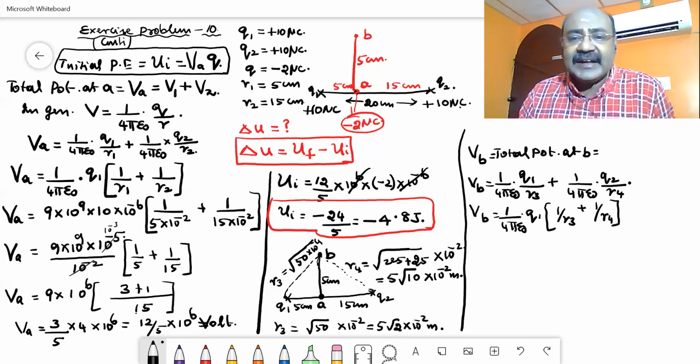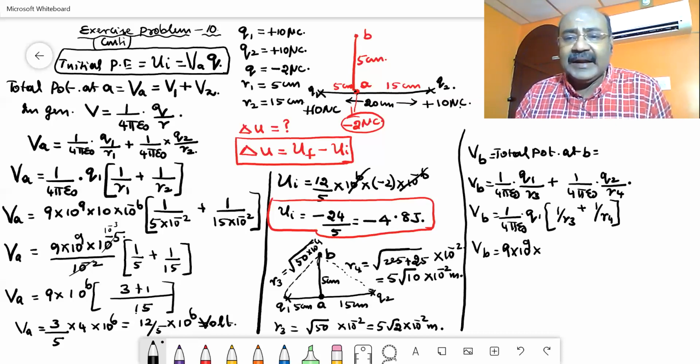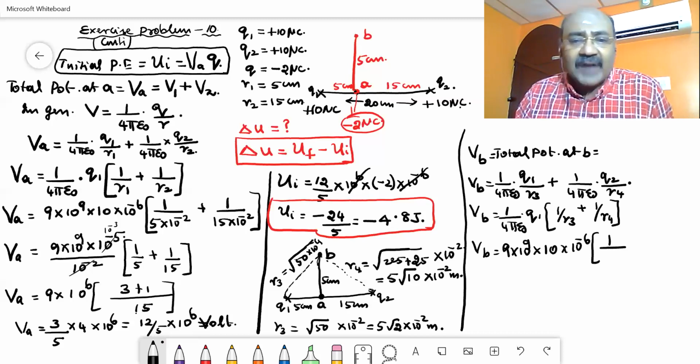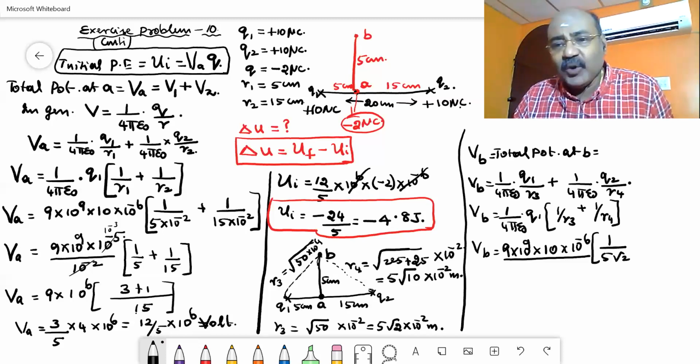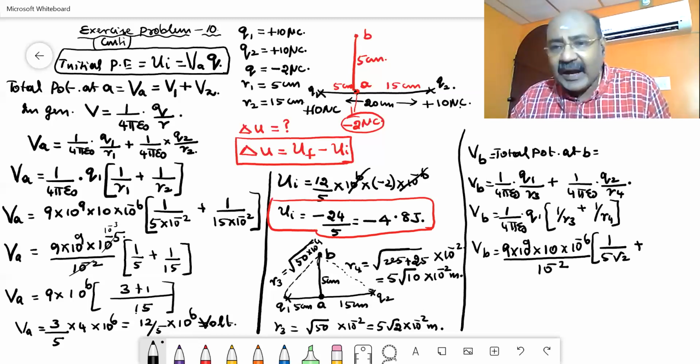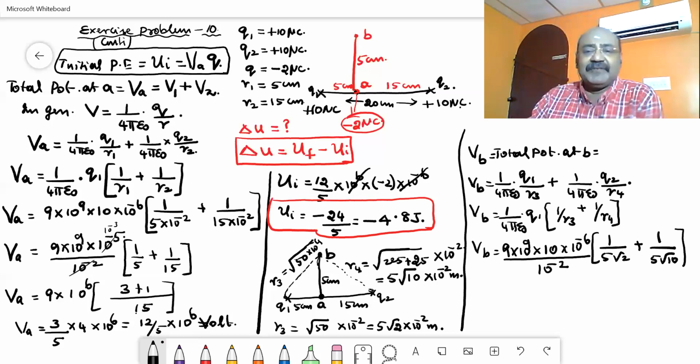What will be the answer then? VB equals, substitute 9 into 10 to the power of 9 into Q, 10 into 10 power minus 6, into 1 divided by R3. R3 is 5 root 2 into 10 power minus 2. 10 power minus 2 is available in both of the terms, so I am taking it out. Plus what is 1 by R4? 1 by R4, I am writing as 1 divided by 5 into root 10. So how to simplify this?